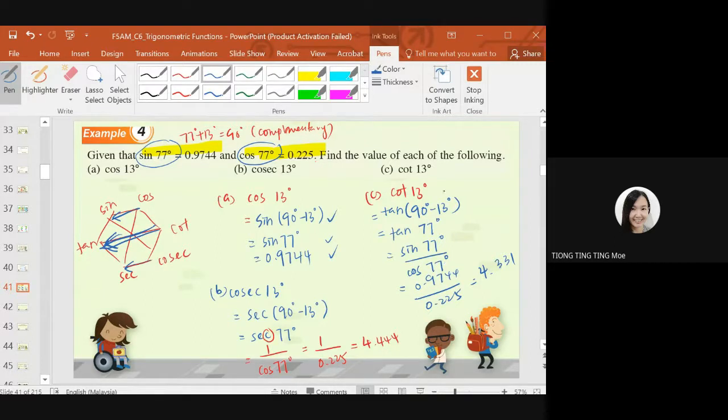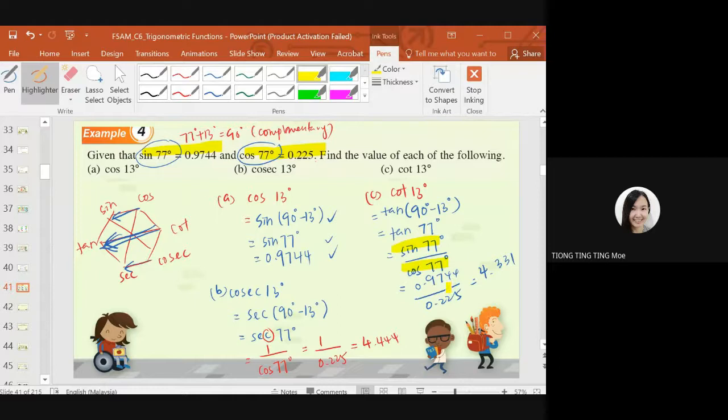Okay, for example, you get 1 mark only here. Then the rest get no marks, because we need to use the information. The information they give is only sin 77 and cos 77. So your answer must be related with sin and cos. You cannot leave it in tangent 77.